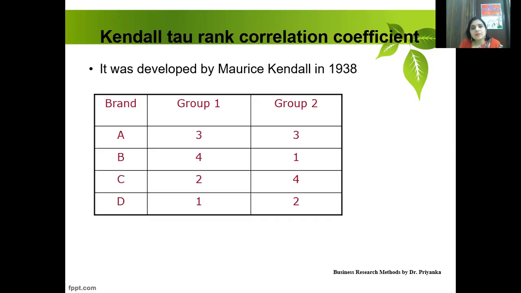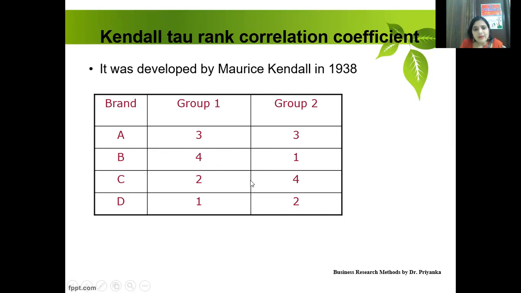Let us discuss the other method, Kendall-Tau rank correlation coefficient. It was given by Maurice Kendall in 1938. And it is almost similar, like you have given the brands A, B, C, D and they have been ranked by group 1 and group 2 as well. So you'll be checking the consistency now. Group 1 has ranked brand A as 3 and group 2 has also ranked brand A as 3. That means there is a consistency.